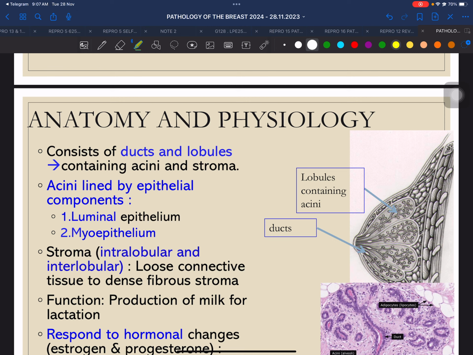For the stroma, you have an intralobular stroma, which is within the lobule itself, the connective tissue in between the acini. Between each lobule, you have interlobular stroma, made up of loose connective tissue to dense fibrous stroma. These structures respond to hormonal changes, so there will be changes during puberty, during menstruation, during pregnancy, and during menopause.